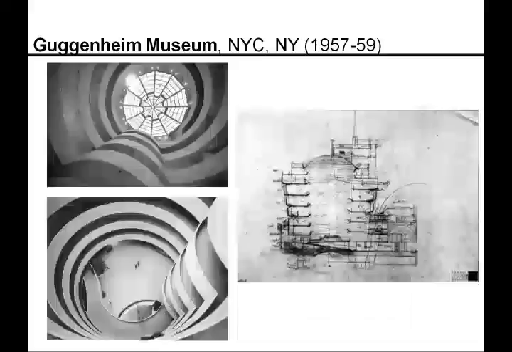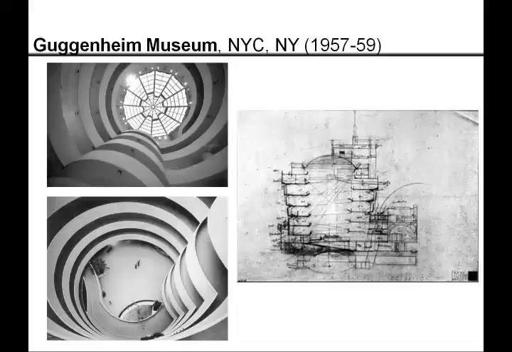And so, an organic architecture that is meeting programmatic needs, that uses materials in an expressive way, and that addresses uniquely the needs of the client. These are what made up organic architecture for Frank Lloyd Wright.